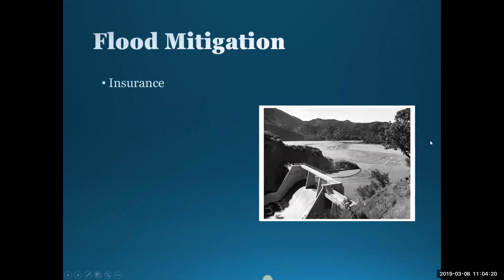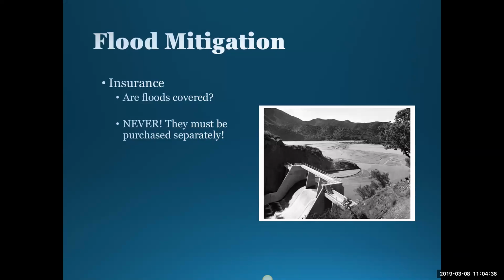As far as insurance, are floods covered in your insurance policy? Hopefully from your lab you've seen that no, flood is never covered in a homeowner's or home insurance package. You have to purchase it separately from the government.